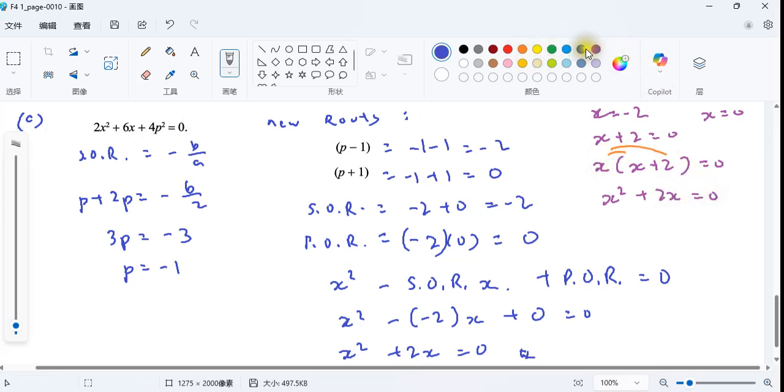Yes, correct. But you cannot do it this way. This method is not accepted. We must use the sum of roots, product of roots method to solve it. Okay. So both give us the same answer. So this answer is correct.